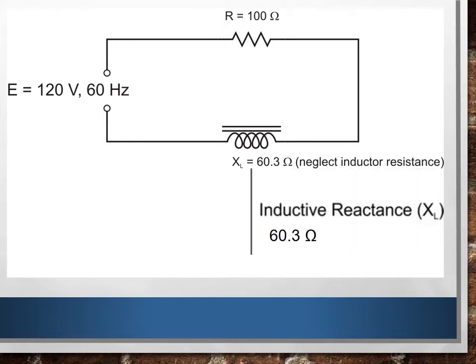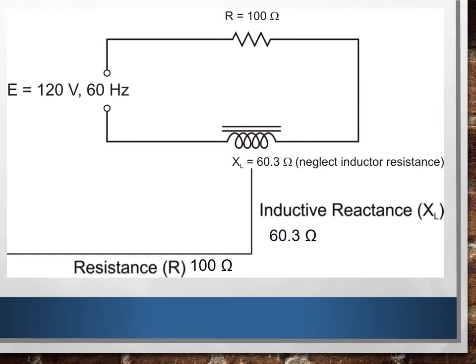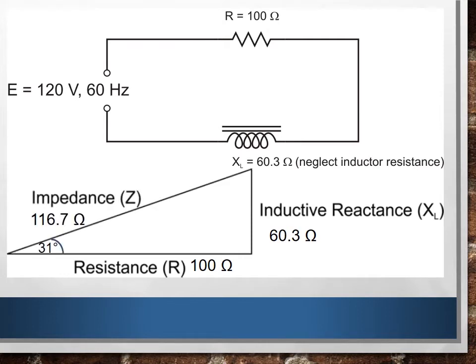Another way to look at this is to look at the impedance triangle. If I take this circuit where I have an XL of 60.3, I would show that in a vertical form. And I'd take my resistance, show that on the horizontal. With a resistance of 100 ohms and an inductive reactance of 60.3 ohms, I can use the Pythagorean theorem to figure out what my total impedance is going to be. In this case, my total impedance is 116.7 ohms. And I can also take my resistance and my impedance and use trigonometry to figure out what my phase angle is going to be.